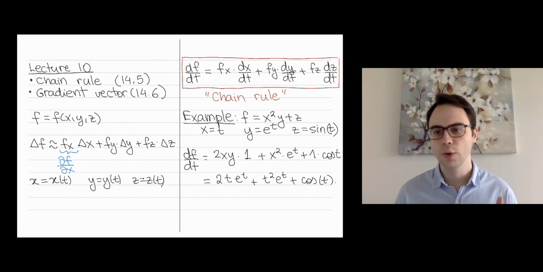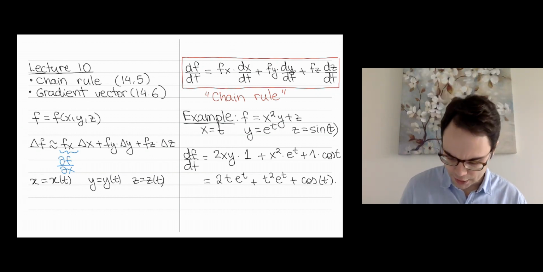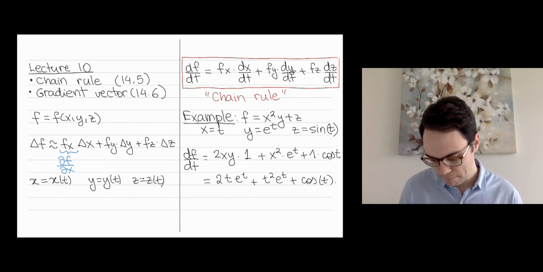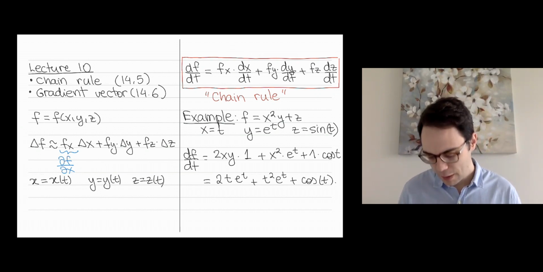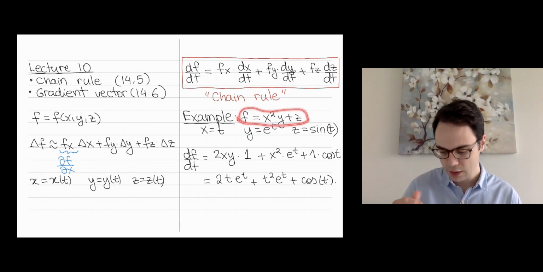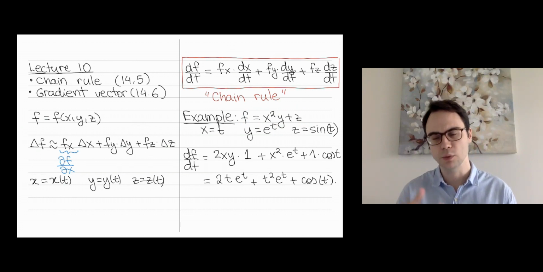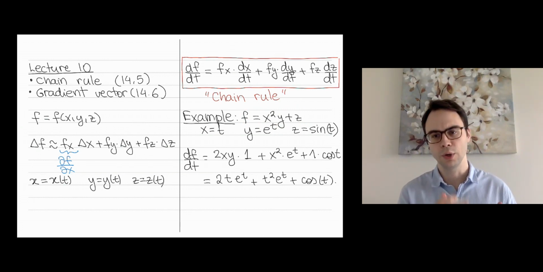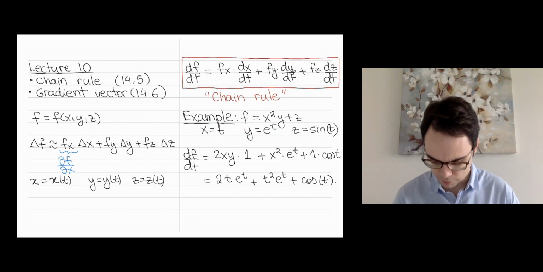This is just to show you that the chain rule is doing something really concrete for us, helping to differentiate the composition. Basically the composition of f, which depends on x, y, and z. So f is a function of x, y, and z. x, y, and z are functions of t. It helps you differentiate the composition where you express f in terms of t.